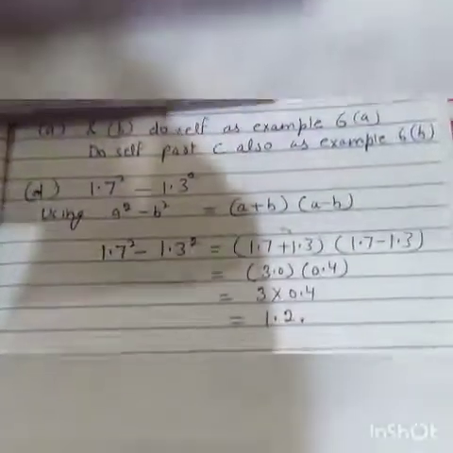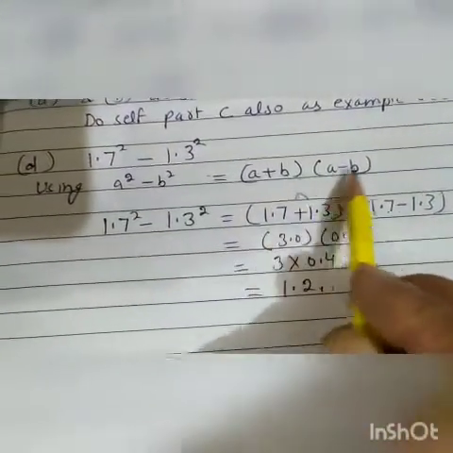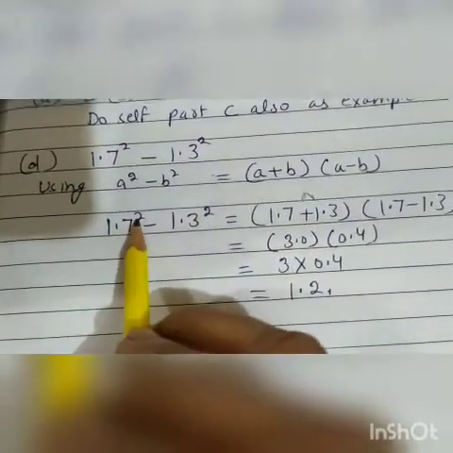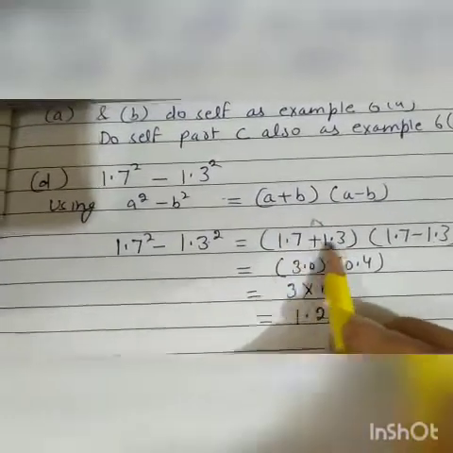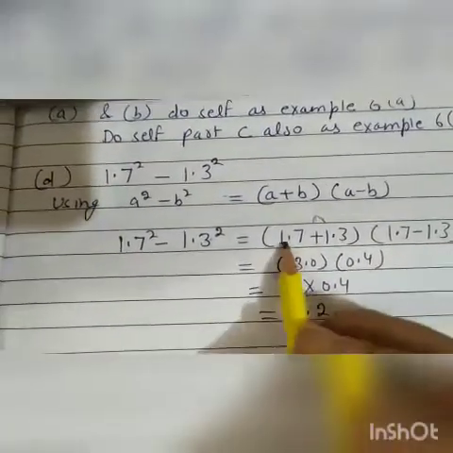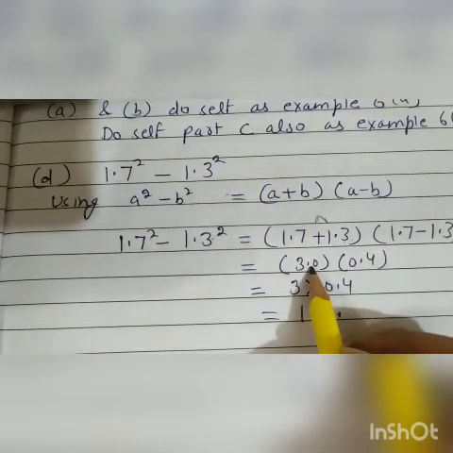See part D here in the notebook. Using a square minus b square, a plus b, a minus b. The question is 1.7 square minus 1.3 square. So this is a plus b, this is a minus b. 1.7 plus 1.3 is equal to 3.0. 1.7 minus 1.3 is equal to 0.4. So 3 multiplied by 0.4, we get 1.2. I think all should be clear to you.